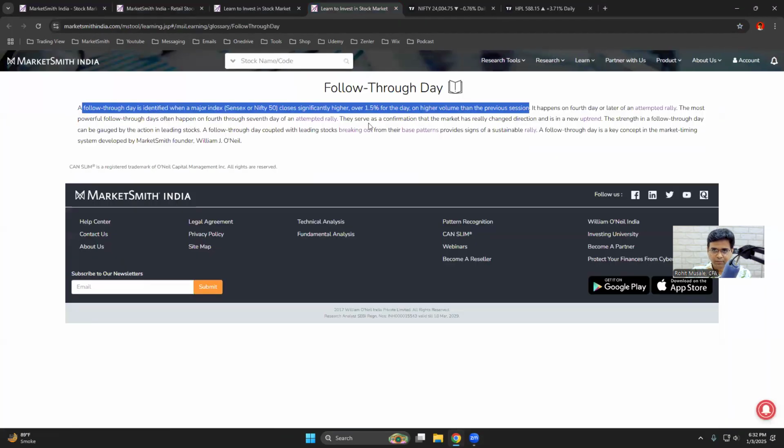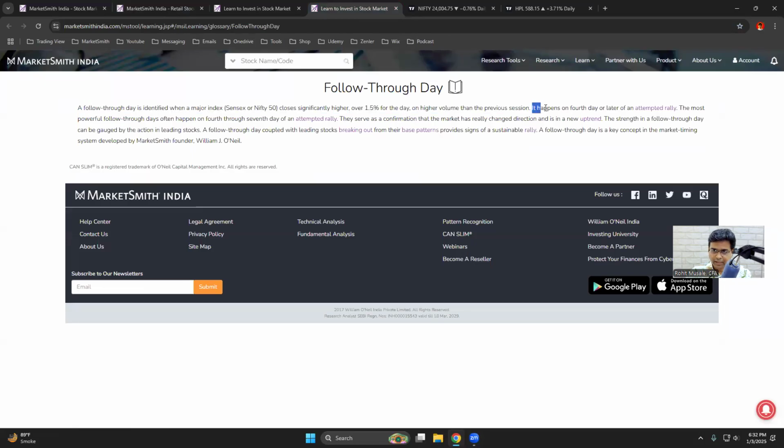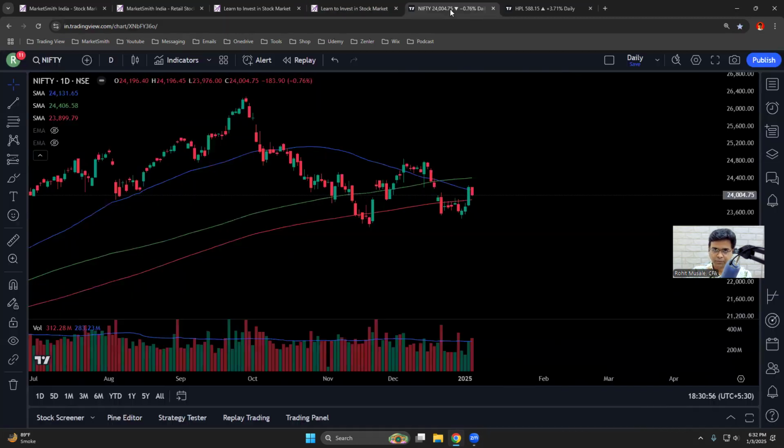So let's look at the follow through day. It happens on the fourth day or later of an attempted rally. What is the meaning of attempted rally? Now, I will not open this page, but I will explain to you. See, this is the low. Okay. The low of this candle is 23263. Okay. After this, you have to wait for 3 consecutive closes above that low. So above this, the low of this candle, 1, 2, 3. There are 3 consecutive up closes.